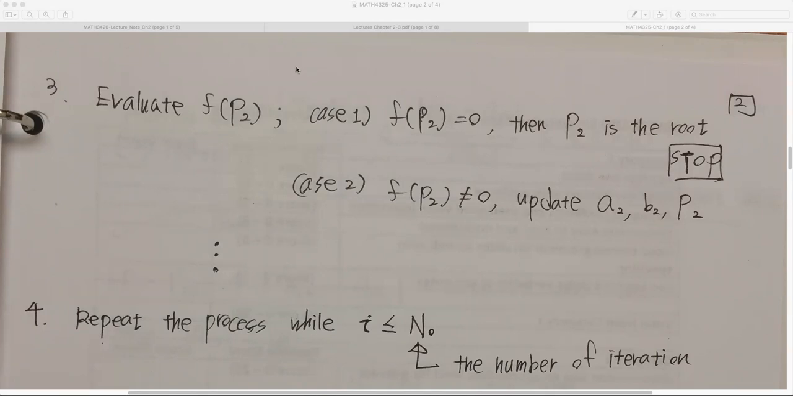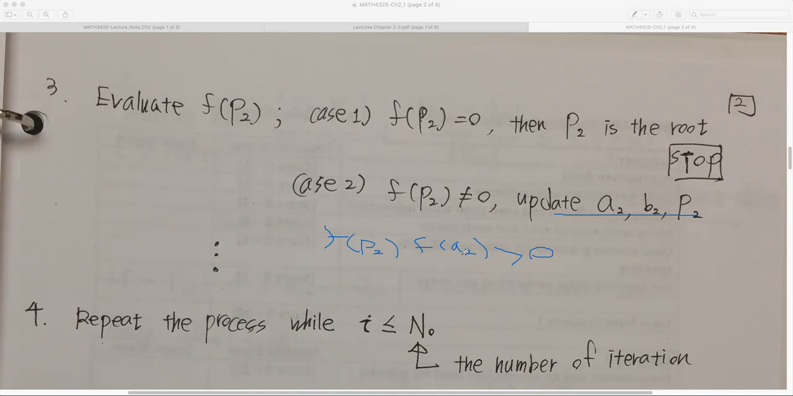So now that we see what. Okay, so can you see that? What cases do we have to think about? f of p2 times f of a2, is it greater than 0 or less than 0, right? Greater than 0 means that what? The sign of f of p2 and f of a2 is the same, right?